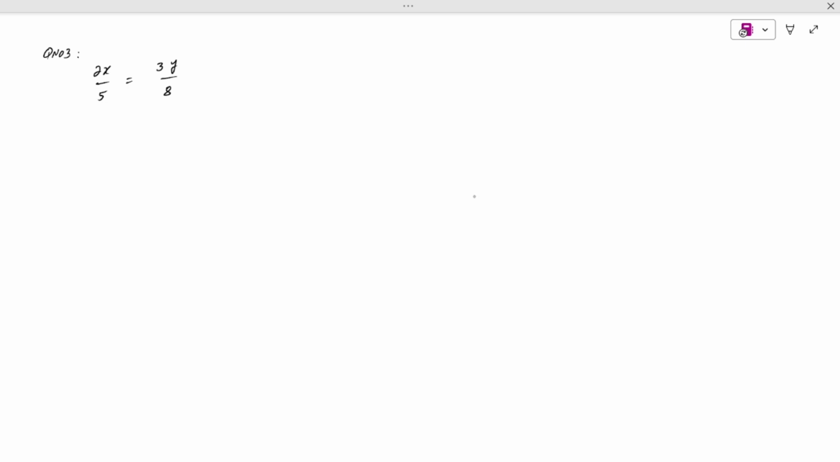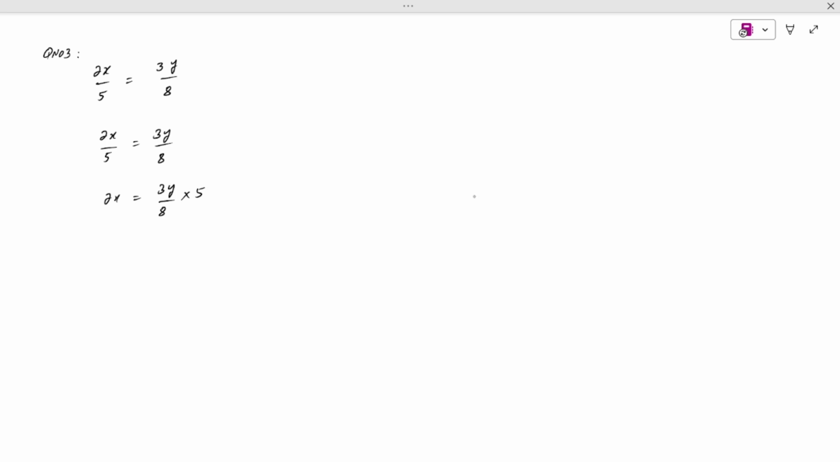Now it can be written as 2x over 5 equals 3y over 8. We multiply by 5 on the right side because it is dividing on the left side. So 2x is equal to 3y over 8 times 5.